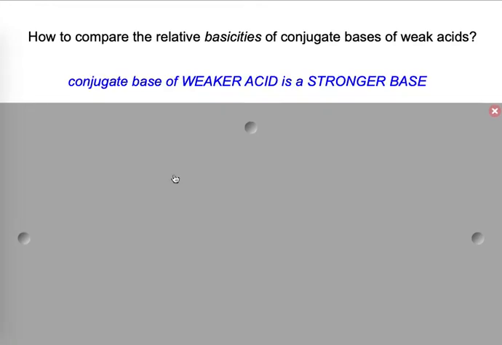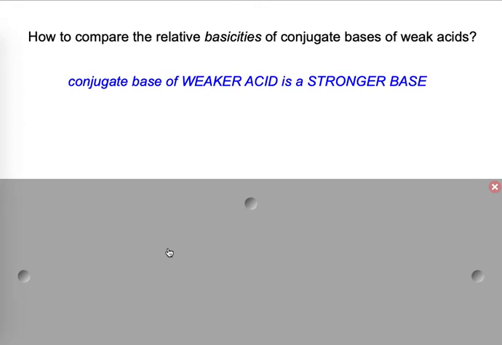So, how do we compare the relative basicities of the conjugate bases of weak acids? Well, the conjugate base of a weaker acid is a stronger base. So if I consider the basic ionization of X minus, the conjugate base of a weak acid, to form HX plus OH minus, the weaker the acid, the more the equilibrium will lie towards the products, because the greater the extent to which X minus wants to grab a proton and remain unionized, that will increase the concentration of hydroxide ion, making the solution more basic.